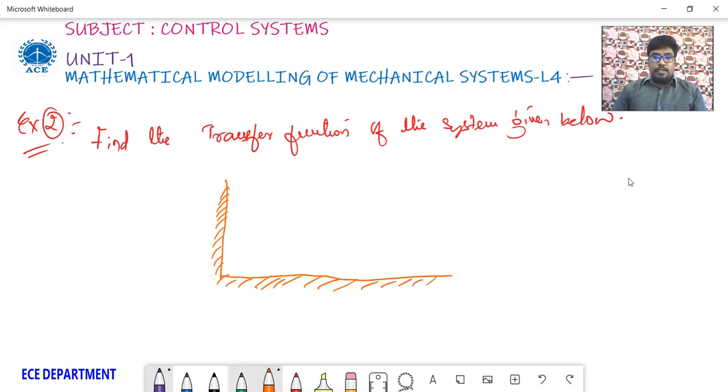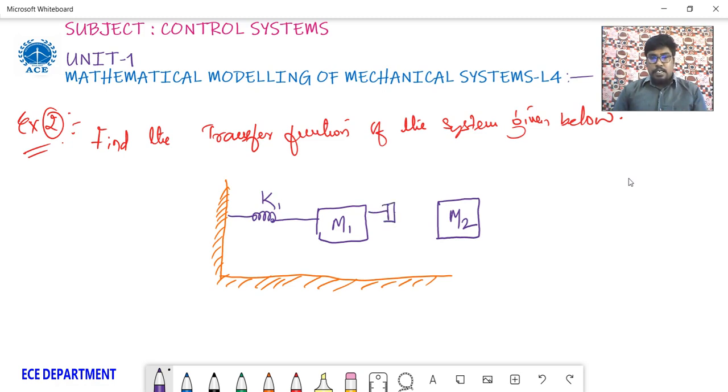Here we have mass 1 and we have another mass here. This is named M1 and this is named M2. Now a spring element is connected to M1, it is K1. A dashpot is connected between M1 and M2, named B1, and here also a spring element is connected, which I'm taking as K2.